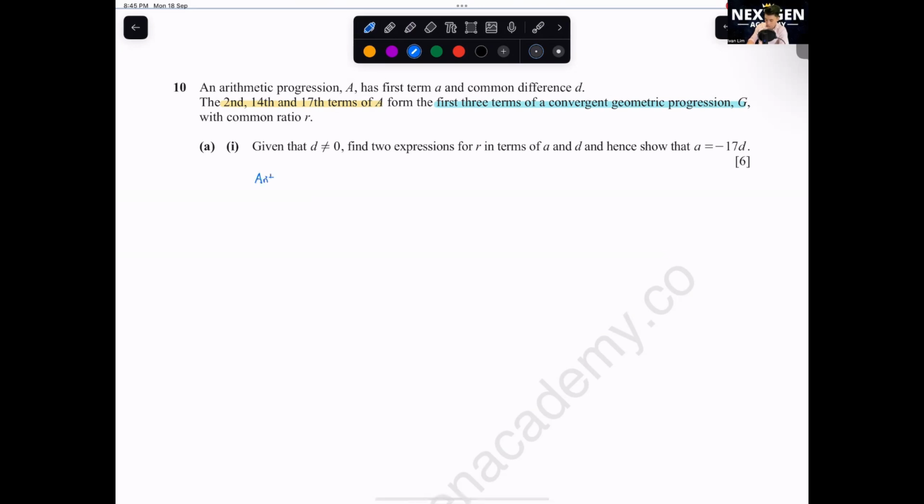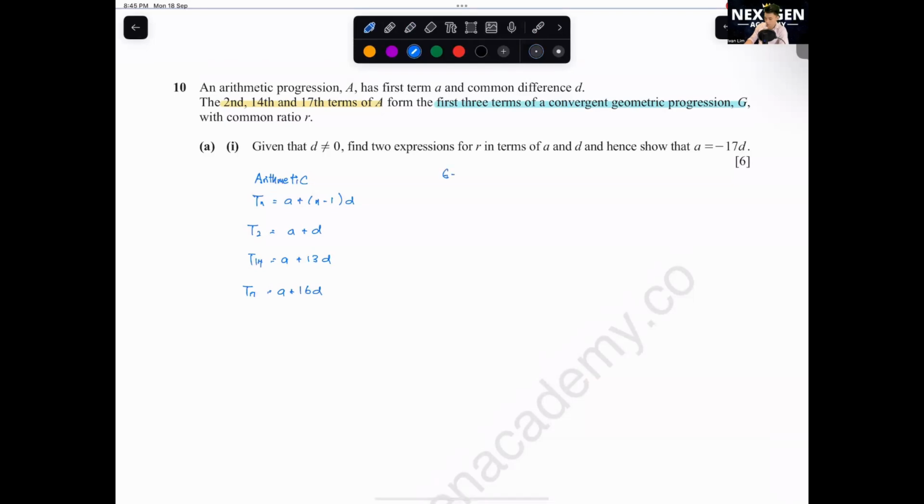Okay, so I will separate into like this. My arithmetic progression, what's the formula? a plus (n minus 1)d. Okay, my second term is a plus d. My 14th term is a plus 13d. My 17th term is a plus 16d.